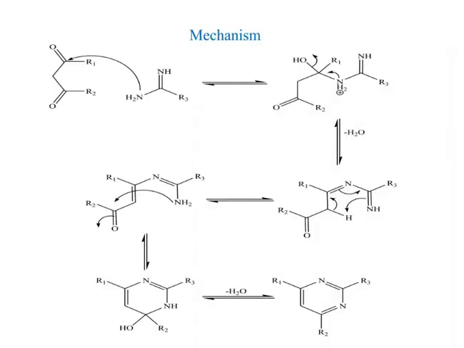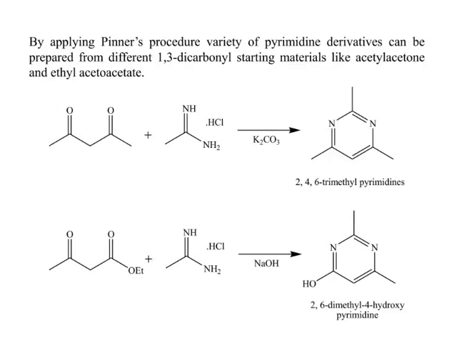Now mechanism, you can see the lone pair of electrons present on nitrogen approaching the electron deficient carbonyl carbon, and then formation of a nitrogen carbon bond, and then dehydration, you will get this imine, and after further 2 steps you will get the pyrimidine.